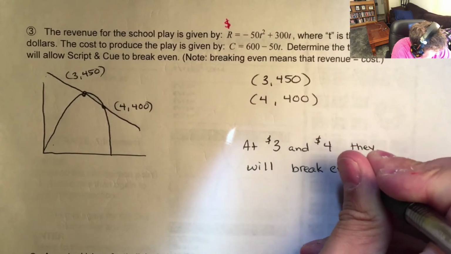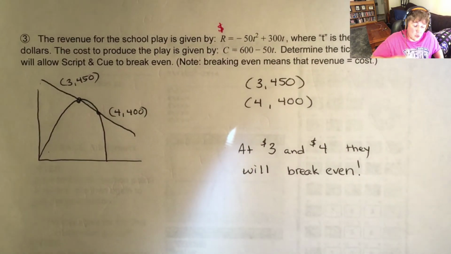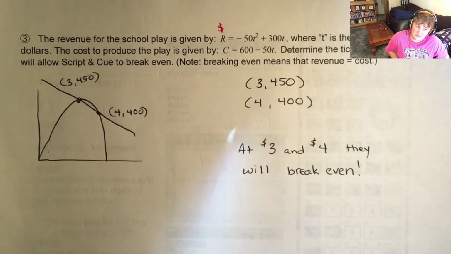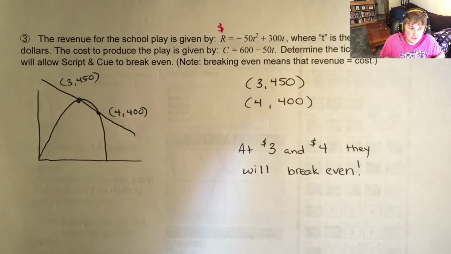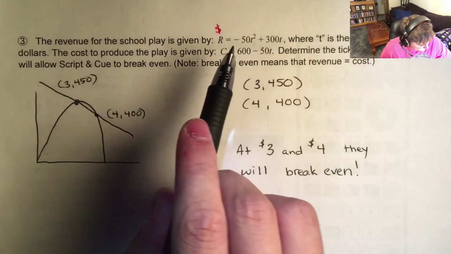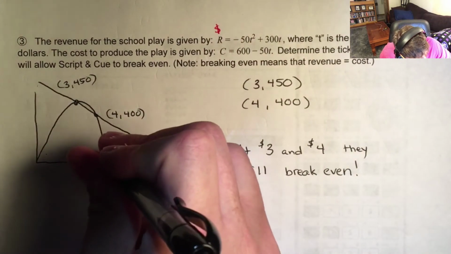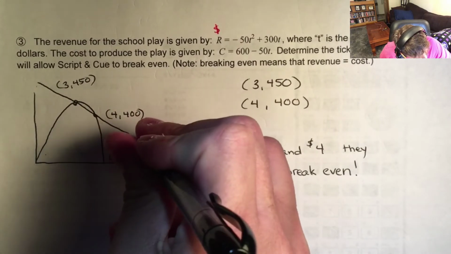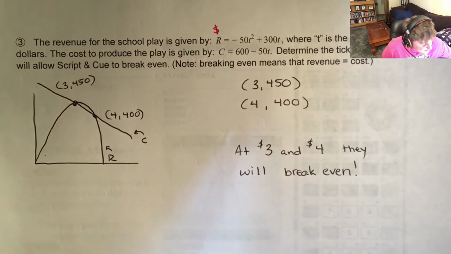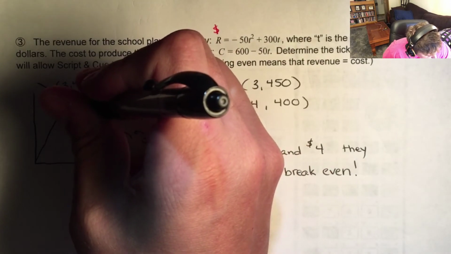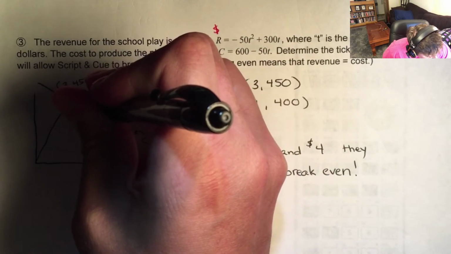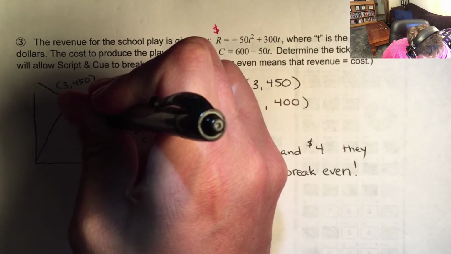Okay, at $3 and $4, they'll break even. I'm going to add one little extra wrinkle. What do you think they should be charging so that they actually make a profit? That means our revenue, the amount of money, is going to be higher than our cost. Revenue is the curve, and the cost is this one here. So somewhere between $2 and $3, somewhere on this curve is where my revenue is higher than my cost.